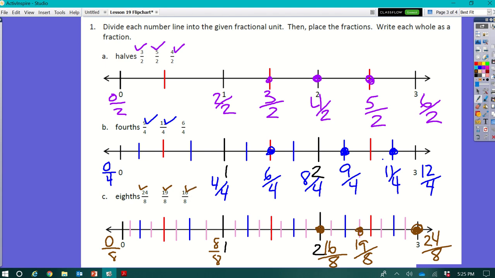Okay, so right now, this is one of the goals in 3rd grade, that you can divide a number line into equal parts and label the fractions on the number line. That is something that you need to be able to do on your own as a 3rd grader. So you and I just did it together. When you do the homework, you're going to try it on your own. All right, so now we're ready for the second part, for number 2.